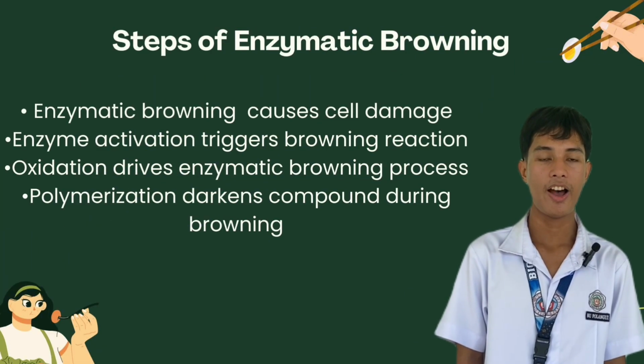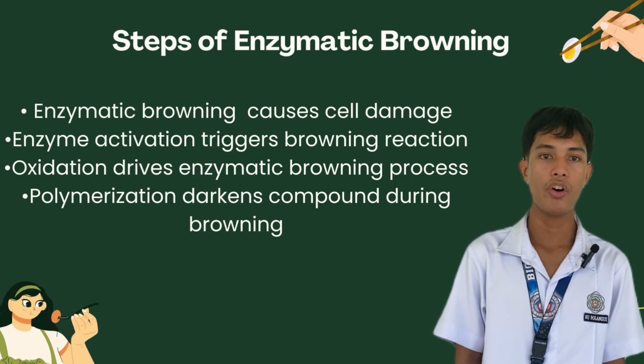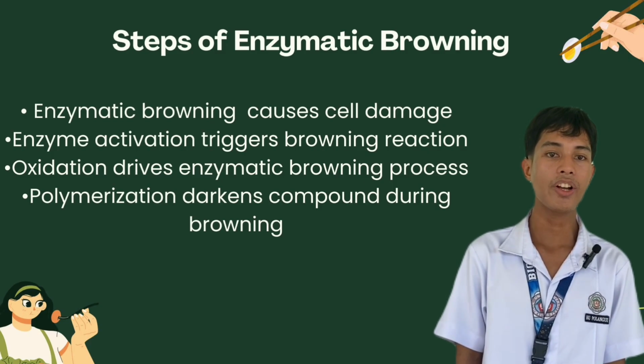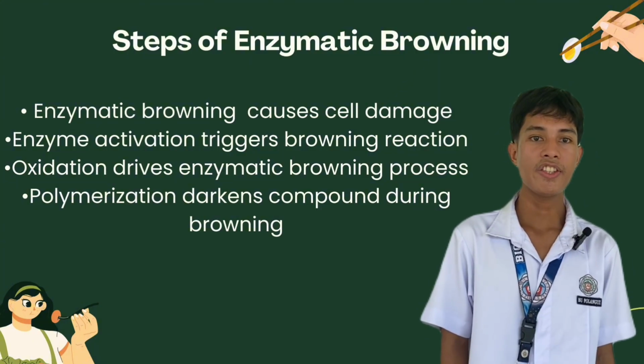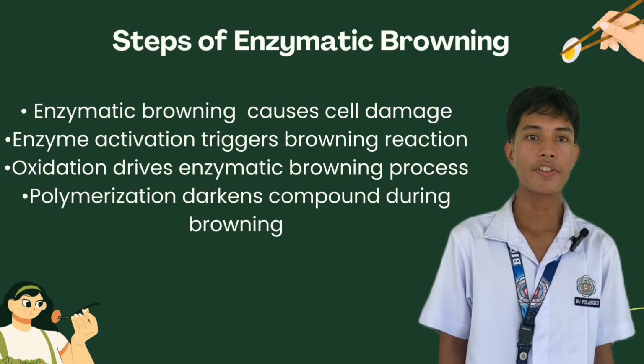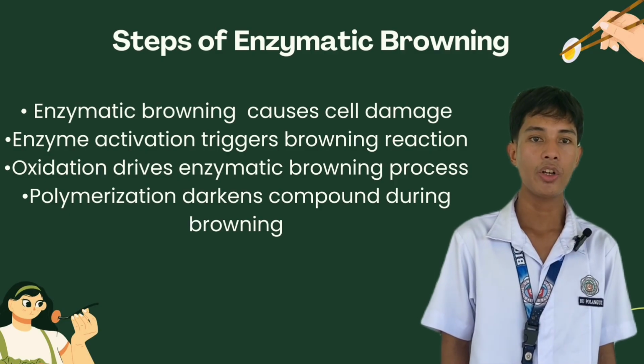First is cell damage. The process starts when the cells of the fruit or vegetable are damaged, such as when you cut, peel, or bruise it. This damage breaks open the cell walls, releasing enzymes and other compounds that were previously separated.